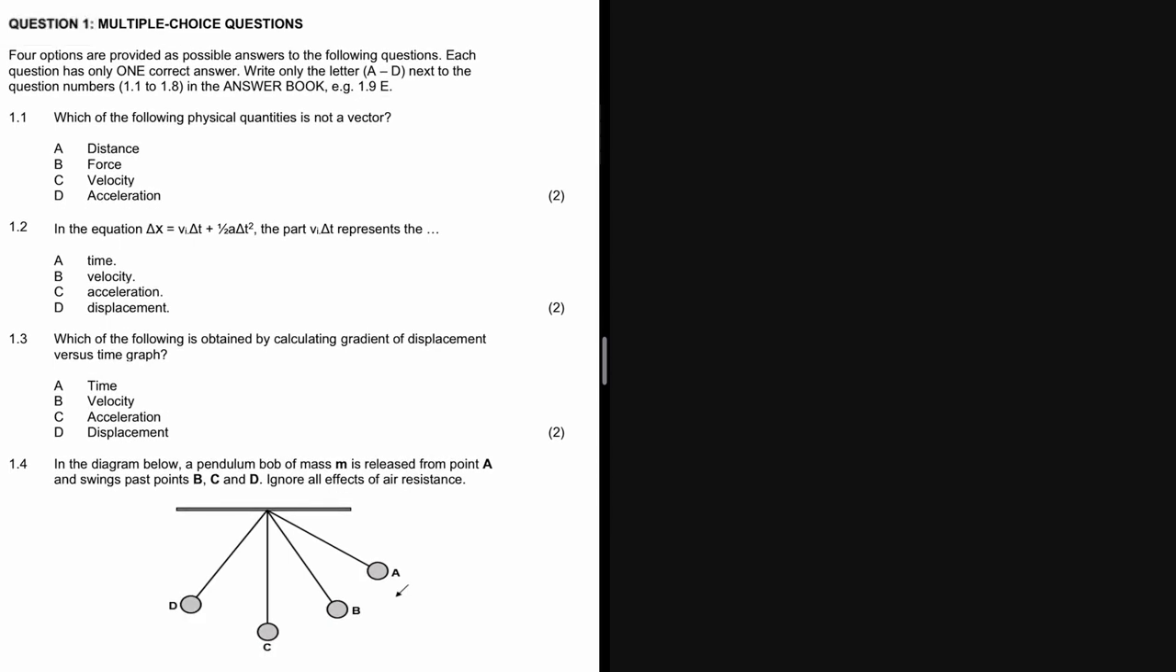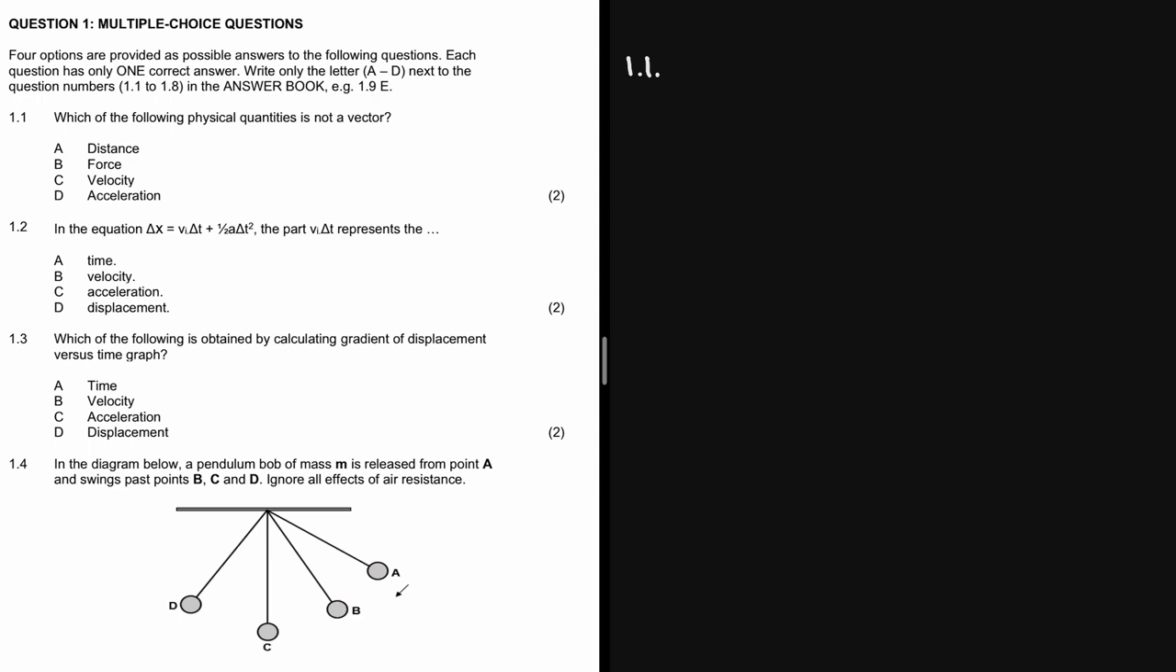So now the first question that we have here is a multiple choice question. The instruction says that you are given 4 options and then you have to select the correct one. But remember, you must be able to label your questions, for example, 1.1 and the answer that you select.